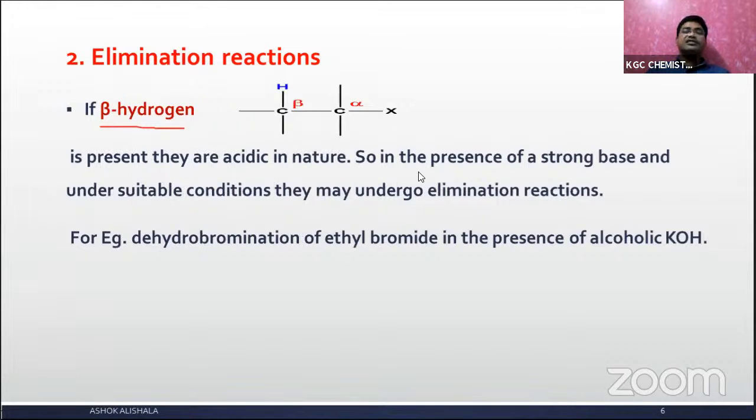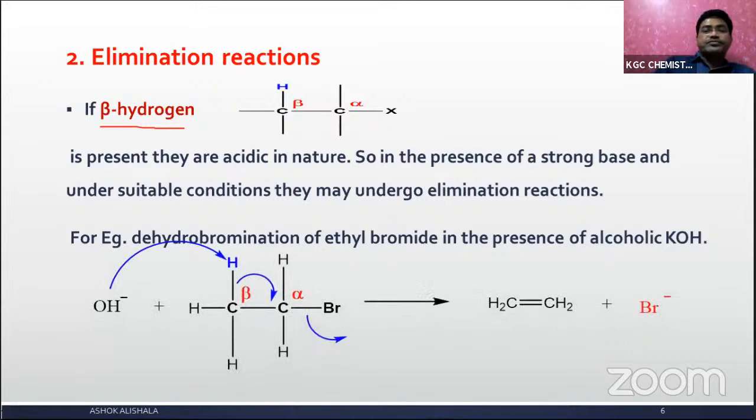They are acidic in nature. So in the presence of a strong base and under suitable conditions, they may undergo an elimination reaction. Example: dehydrobromination of ethyl bromide in the presence of alcoholic KOH. See here what is happening. You remember, for elimination of alkyl halide, only alcoholic KOH is better and suitable.